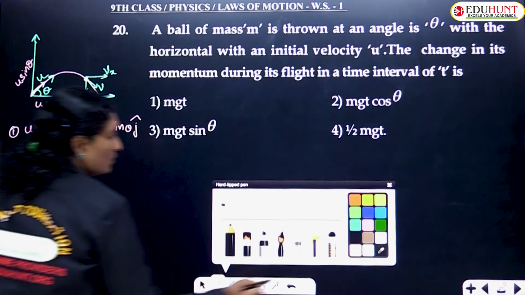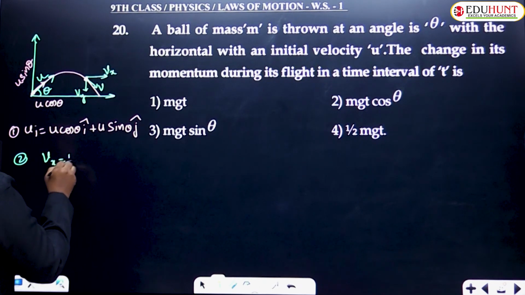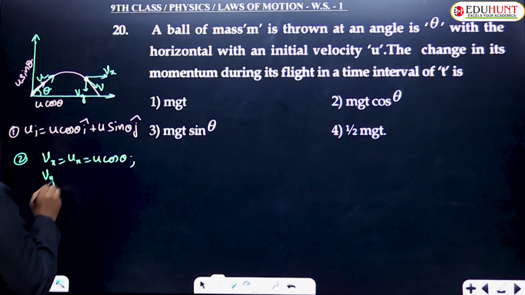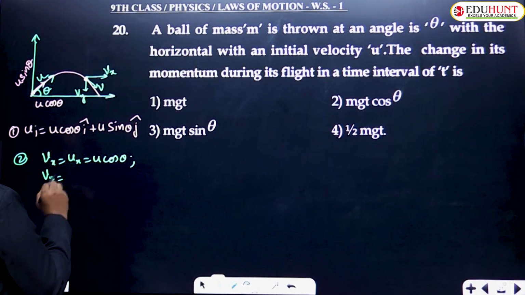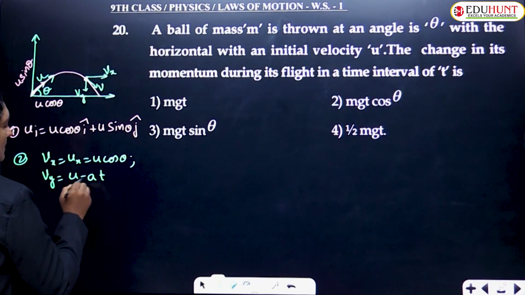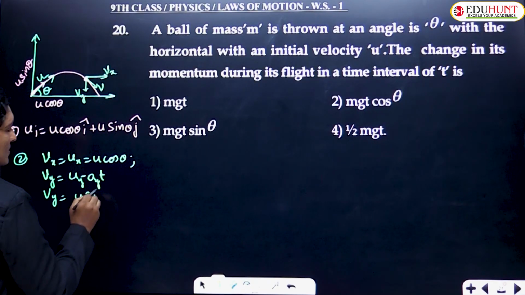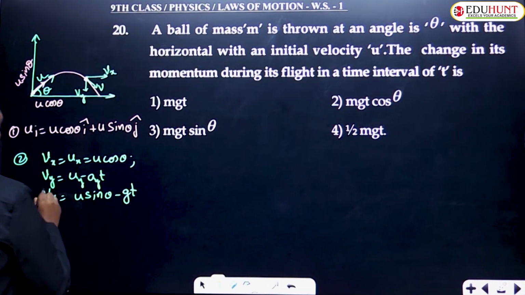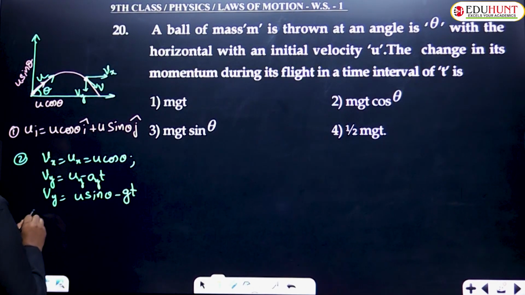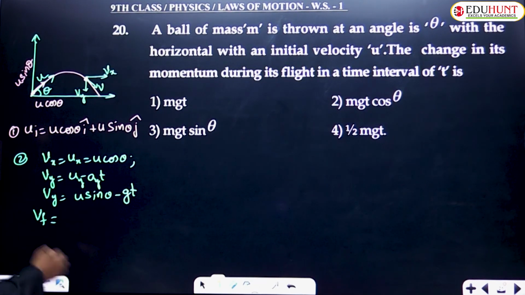Moving to case 2, we have a different story. The horizontal component always remains constant and is given as u cos theta, whereas the vertical component is given by v equals u minus at in the vertical direction. So vy can be written as uy, which is nothing but u sin theta minus gt. Hence the net velocity after time t can be given as vx. So this is v initial, and this is v final.